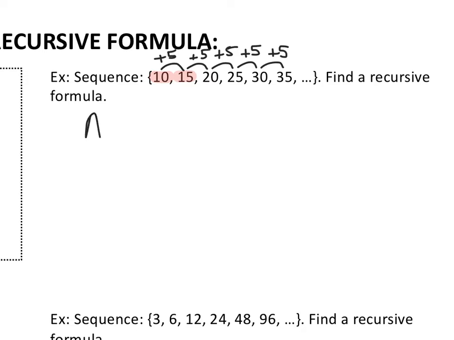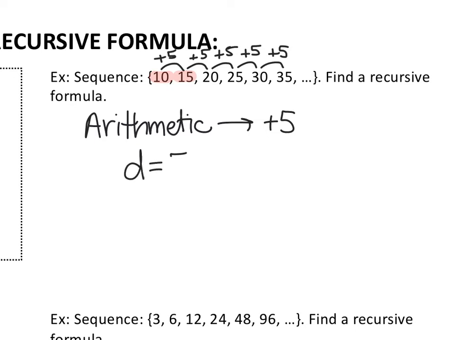So first we're going to start by writing that down. It's arithmetic, and we know we would do plus 5. So because it's arithmetic, we know that there's a common difference, and so our d is going to equal 5. Next it says to state the first term, and that's this 10 here. It's the first number in the list. So a sub 1 is equal to 10.